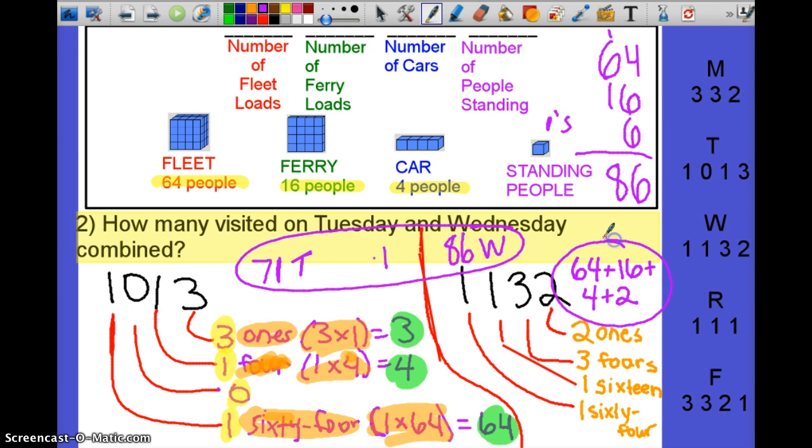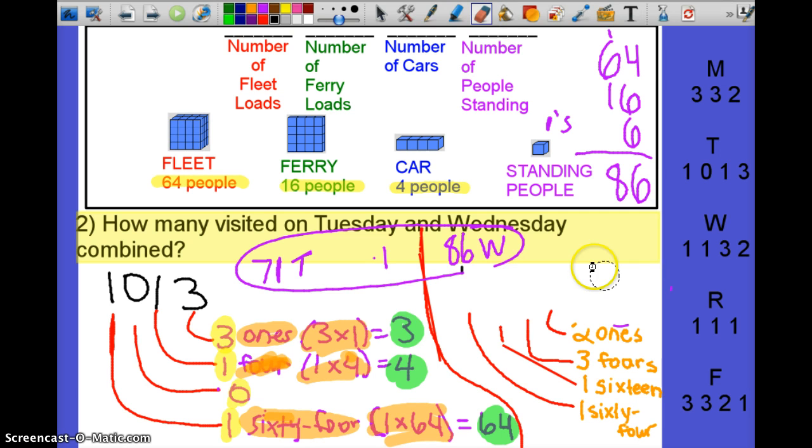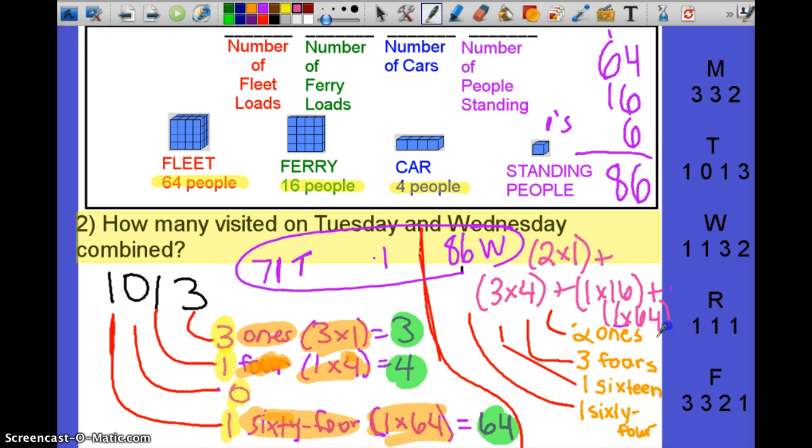This right here is the partial sums expanded form, but you could also write out for the students, I'm going to get rid of some of this, the expanded form that I talked about in one of my original phases of the lesson. So 2 1s plus 3 4s plus 1 16 plus 1 64, and that's your expanded form. All the first numbers in each parentheses is the digit, the second number is the place value, and when you find the product of each parenthesis, you are finding the value.